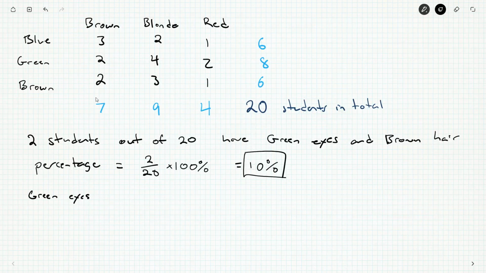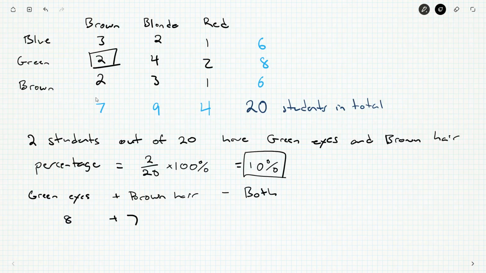So the number of students just with green eyes plus the number of students just with brown hair, well, that's going to be 8 plus 7, but we've overlapped here. We've counted the students with both green and brown twice. 3 plus 2 plus 2 is 7. 2 plus 4 plus 2 is 8. So minus those students with both, and I think that's the real trick here. So 8 plus 7 minus 2.